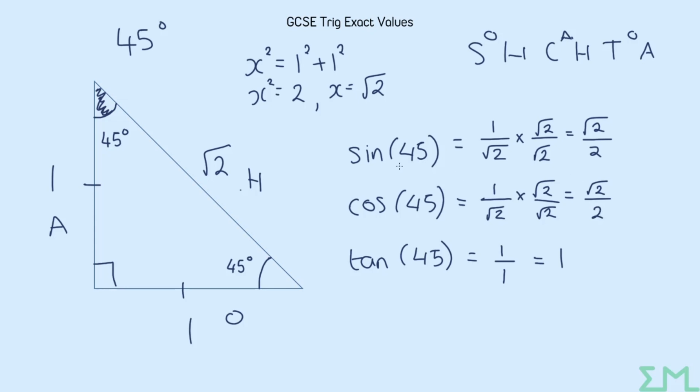I'm suggesting that you don't try and commit to memory that these numbers go together, more that you just learn this isosceles right angle triangle, because it really doesn't take long to sketch this, and if you do it enough times, then you won't even have to rework out the hypotenuse. You'll just know that it's 1, 1, root 2, and then you'll be off. Okay, so that's 45 degrees covered.